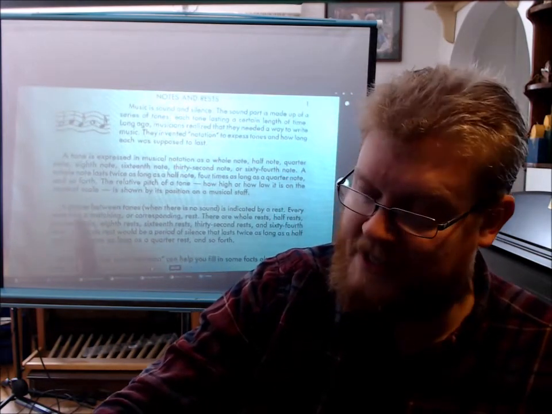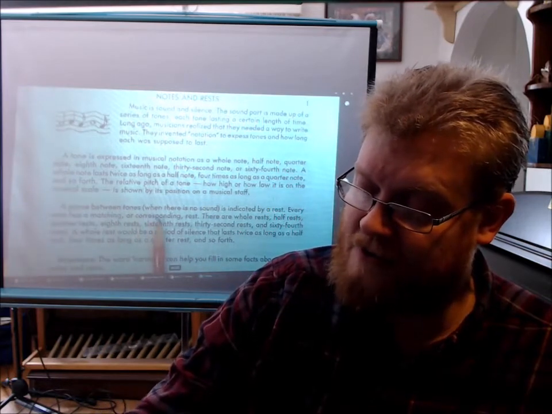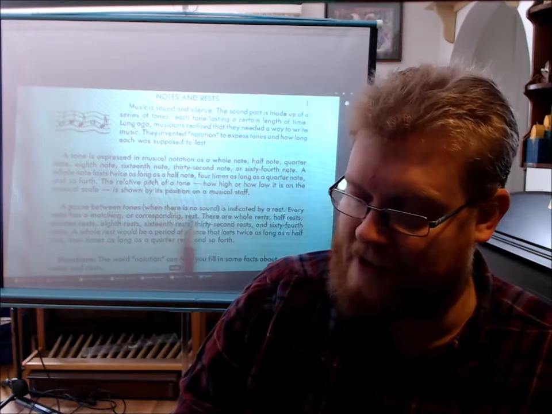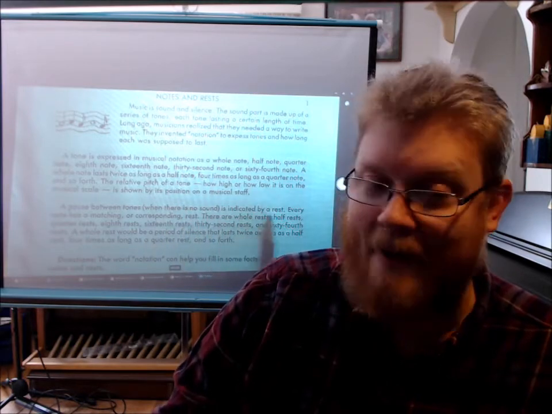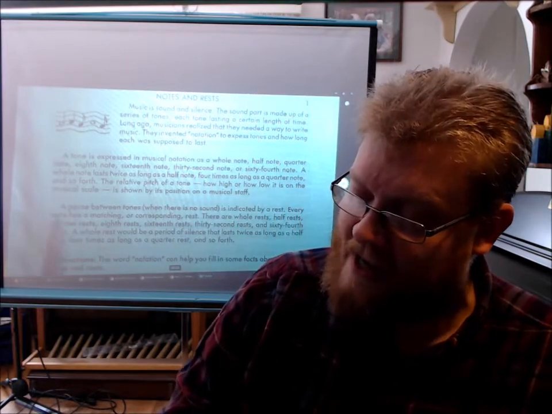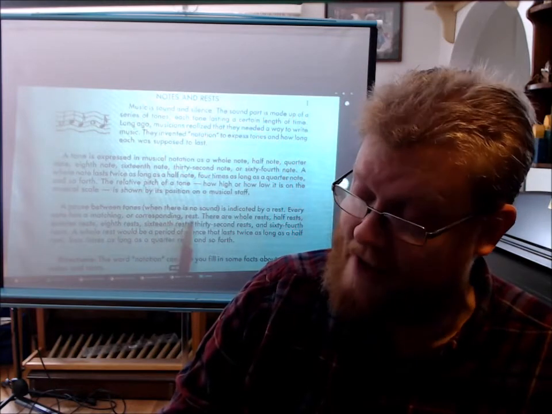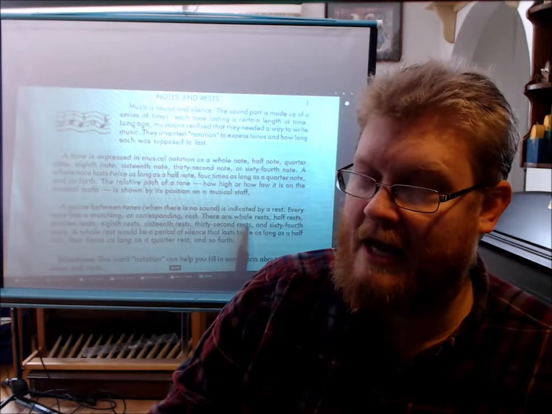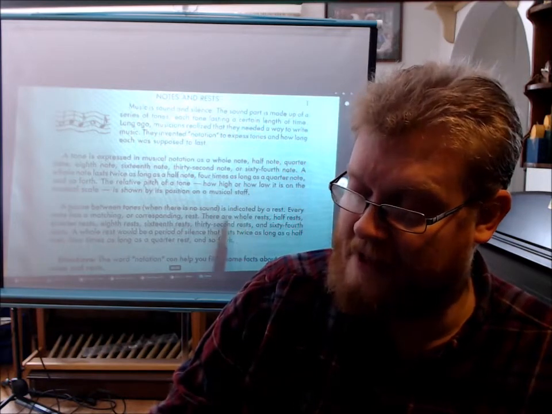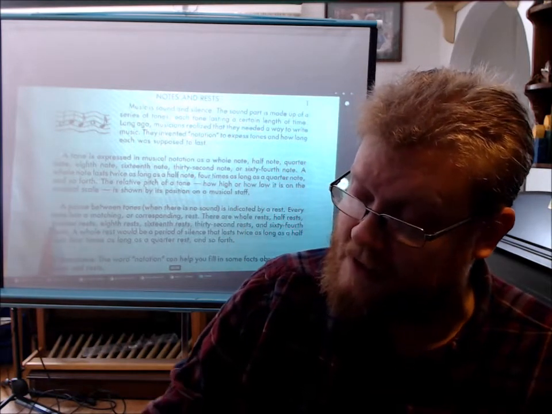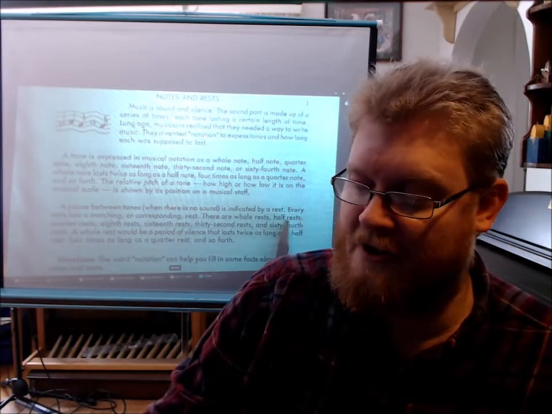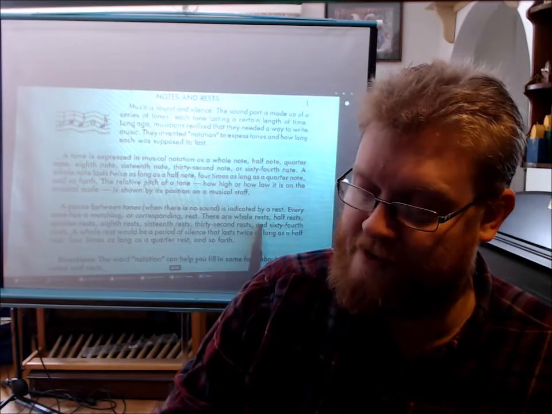A pause between tones when there is no sound, so it's not even really a pause, it's just no sound for a certain amount of time, is indicated by a rest. Every note has a matching or corresponding rest. There are whole rests. They look like a dark rectangle hanging down from the line. Half rests are the same dark rectangle, but this time it sits on the 3rd line. The whole rest hangs from the 4th.